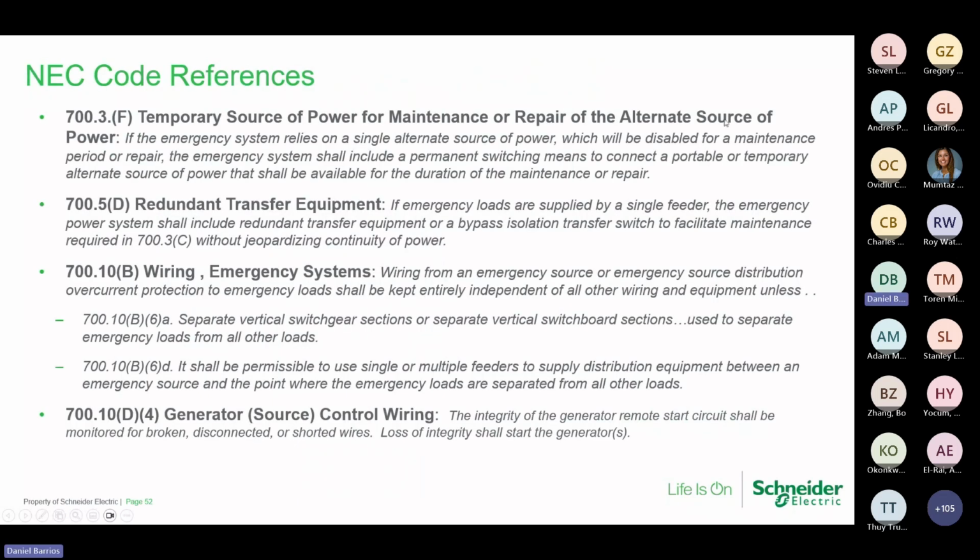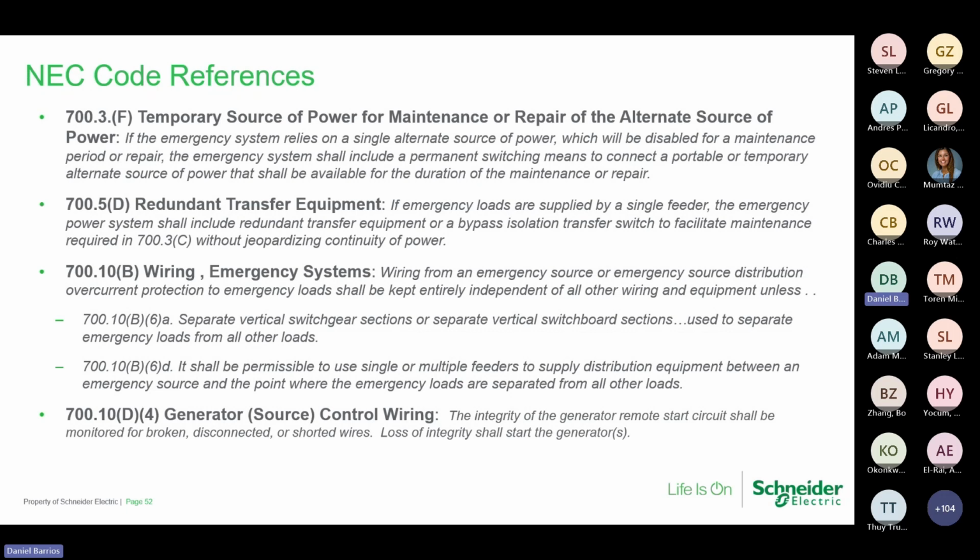Kind of getting around to the end of this for you folks. These are some things I'd like you to walk away with. I had both 2020 and 2023's National Electrical Code. So you reference 700.3(F). If you have a temporary source and you're under a temporary source of power for maintenance, you have to have the ability of a roll-up generator. If you are doing something under 700.5(D), redundant transfer equipment, okay?